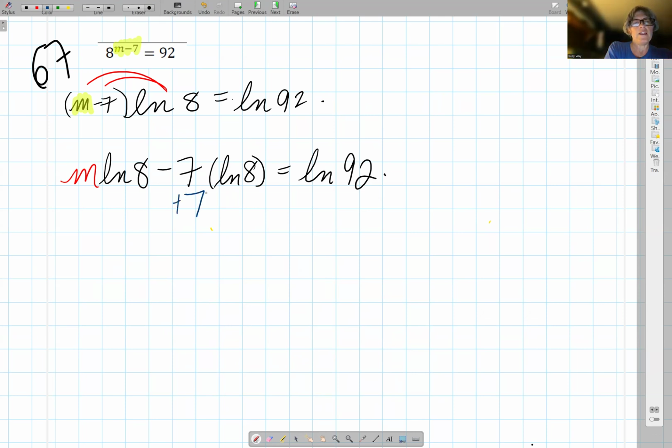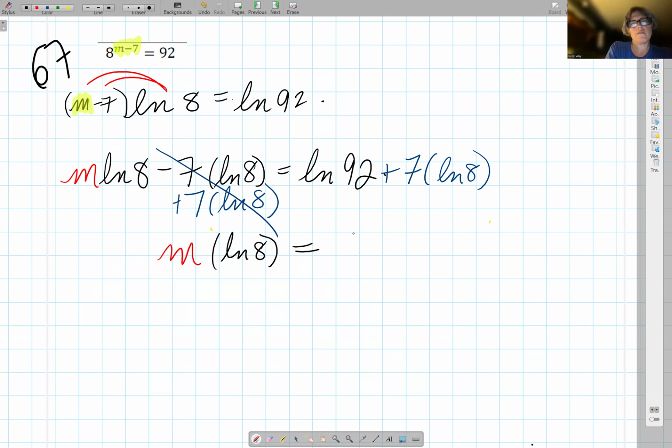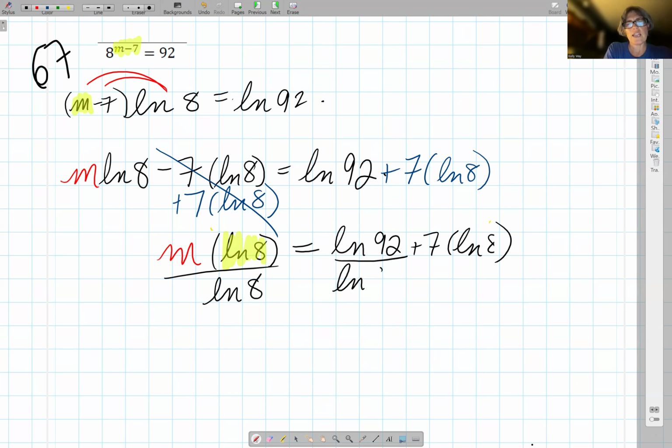Again, trying to get the variable by itself. So I'm going to add this entire thing to the other side. So we have our variable and ln 8, ln 92 plus 7 times ln 8. And then the last thing I need to get rid of, in order to isolate m, is natural log 8. So I'm going to divide out each individual term.